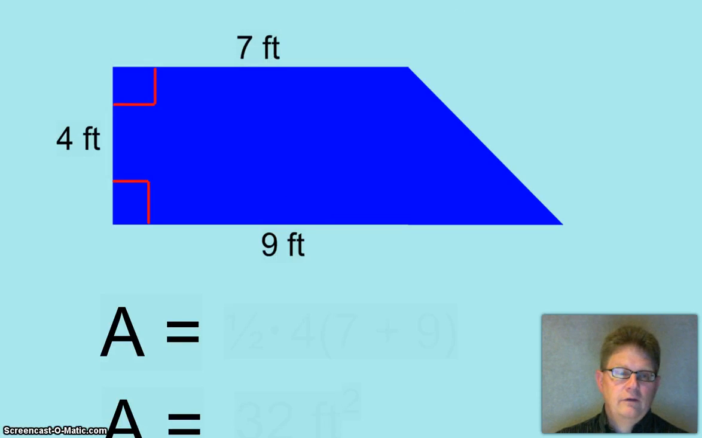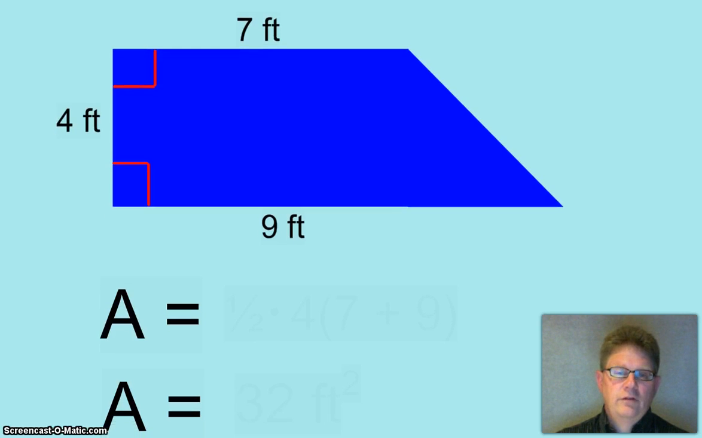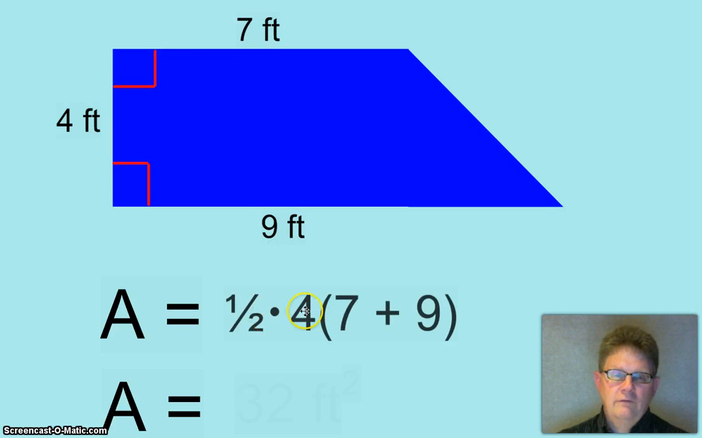Alright, let's put it into practice. Here's a trapezoid. Okay, the height is 4, right? The bases are 7, 9, so the area equals 1/2 times 4 times 7 plus 9, that quantity. Multiply that out, you get 32 square feet. And that's how you find the area of a trapezoid.